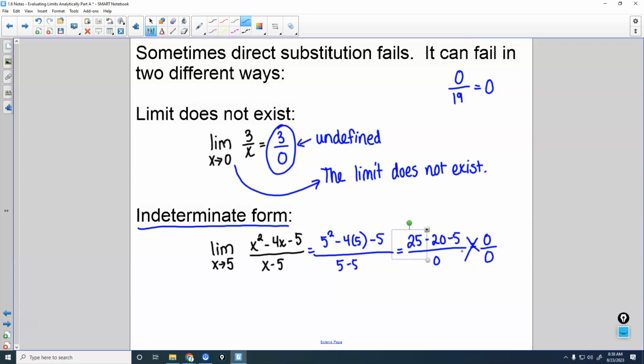But what we're going to find is if we get 0 over 0, there's going to be more stuff we can do to figure out if there is a limit there. There might be a limit or there might not. We just don't know at this point. Okay, so that's as far as we're going to go right now.